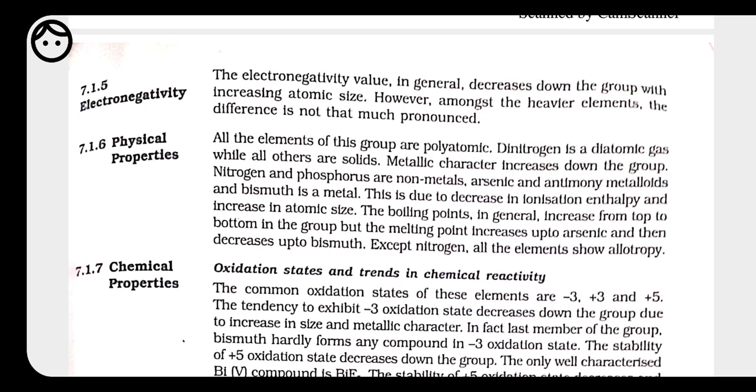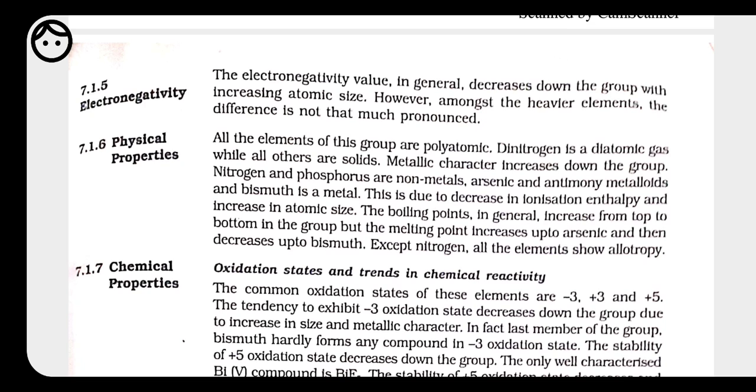Whatever elements are present in this group 15, because here we are starting with group 15, nitrogen is a gas, and all the other elements present in this group are in the solid form. Okay, if we are talking about the metallic character, metallic character decreases along a period and increases in a group.